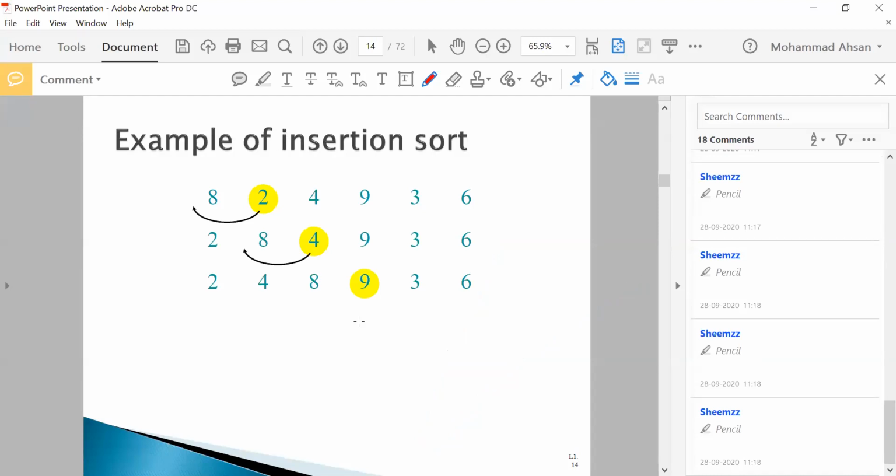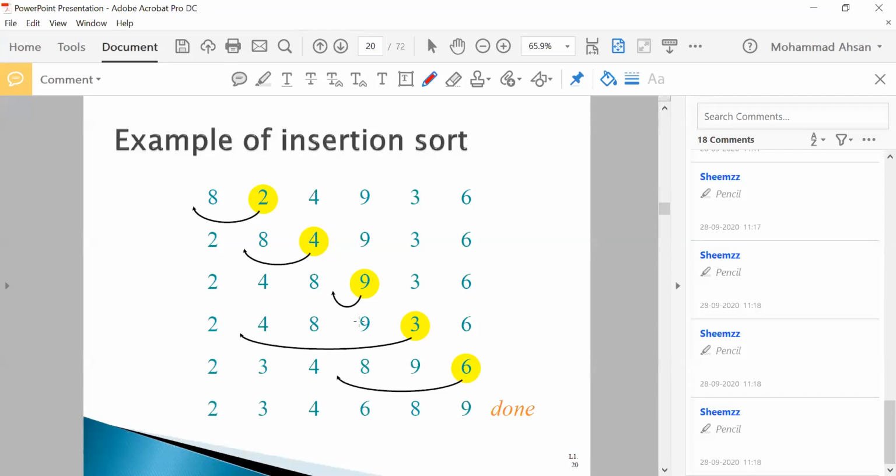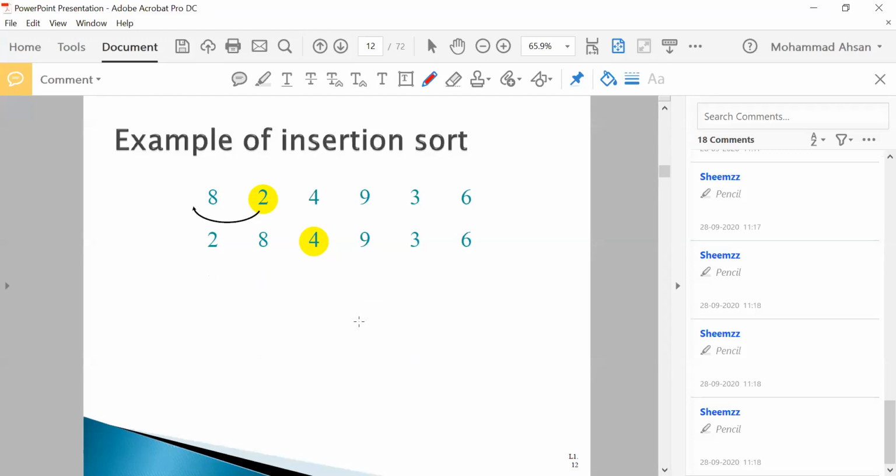Then 9 is greater than 8, so 9 will stay at its place. 3 is less than 9, less than 8, less than 4, so it will go here. Then 6, again you compare with 9, 8, and it is greater than 4, so it will go here, and you are done.